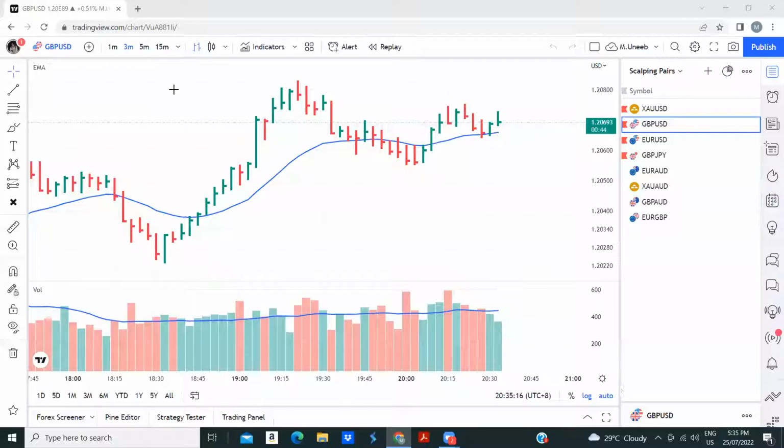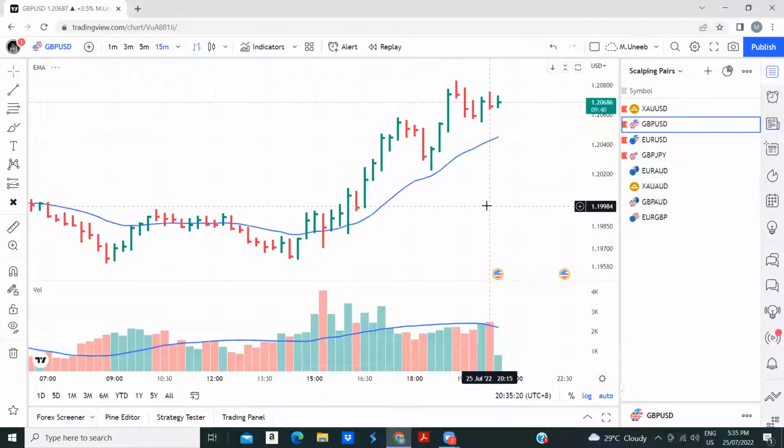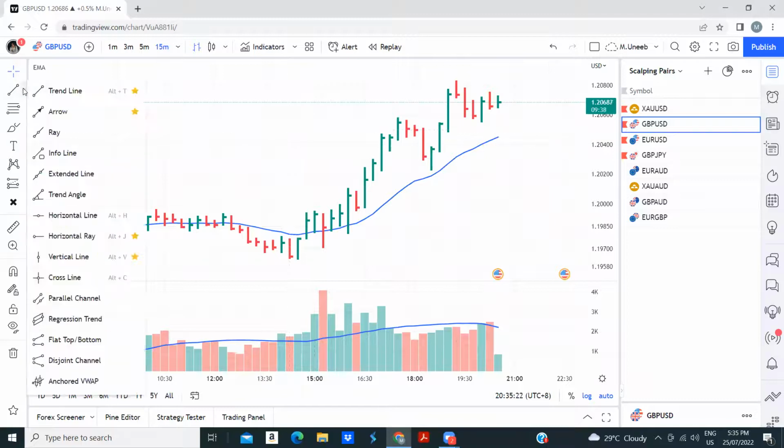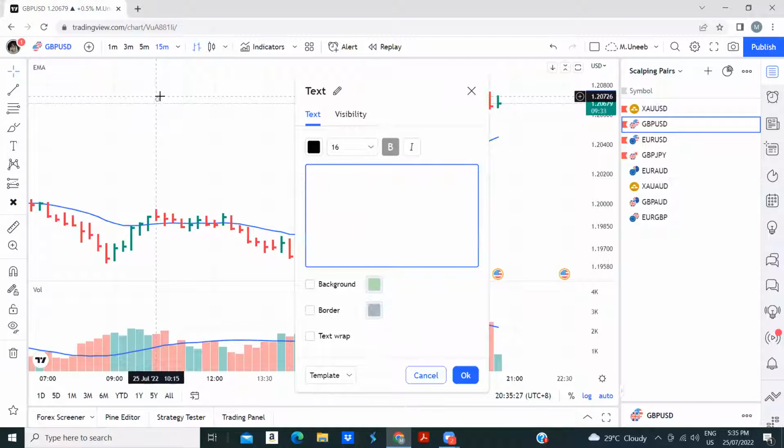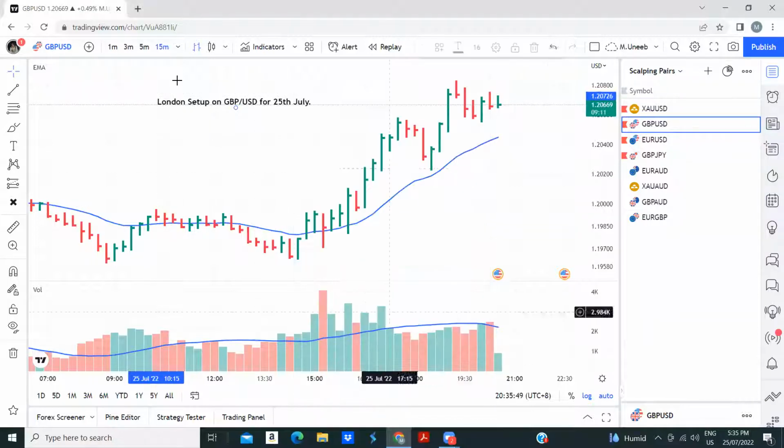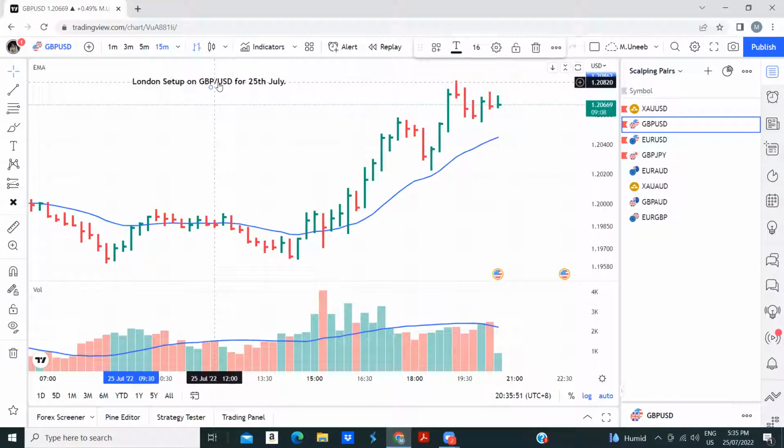Session now. So let's go for today's setup. Today's setup, okay. So let me write down the setup name. London setup on GBP USD for 25th July. Okay, so this is the London setup on GBP USD for 25th July.